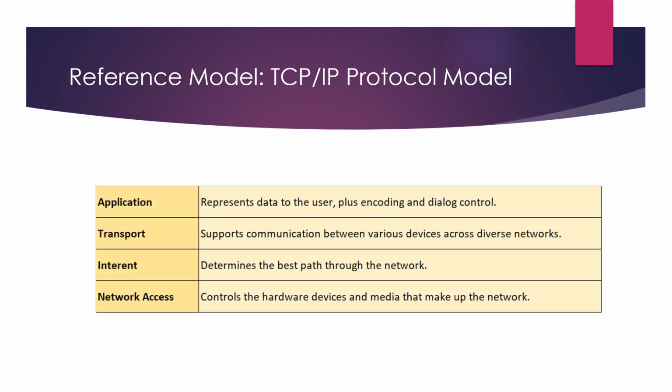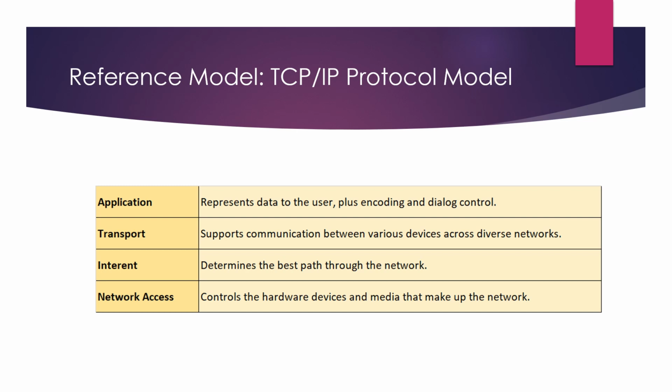So the layers here are the application layer, which represents data to the user, plus encoding and dialog control. The third layer is the transport layer, which supports communication between various devices across diverse networks. The second layer, the internet layer, determines the best path through the network. And the network access layer, the first layer, controls the hardware devices and media that make up the network.